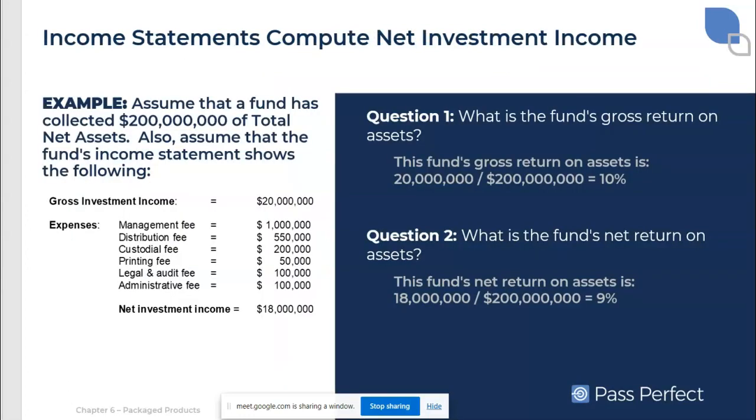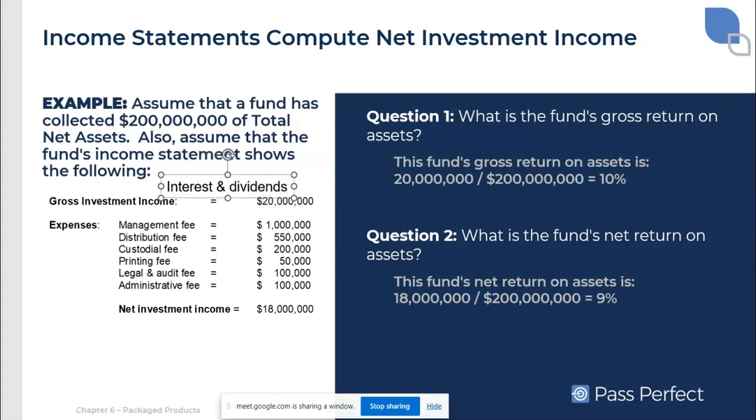Okay, so here's an example of net investment income. It says assume that a fund has $200 million of total net assets. So net assets meaning assets, subtract out the liabilities. Also assume the fund's income statement shows as follows. So gross income, $20 million of investment income. Now, what is investment income? Investment income is interest and dividends.